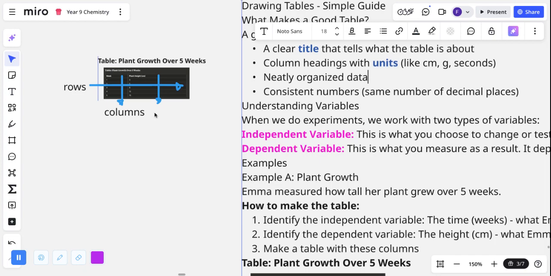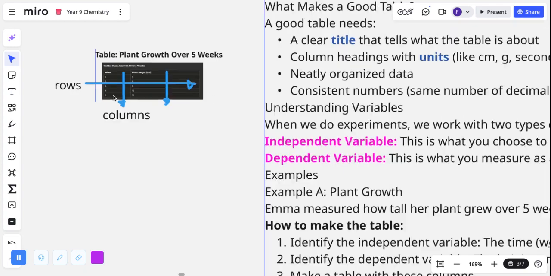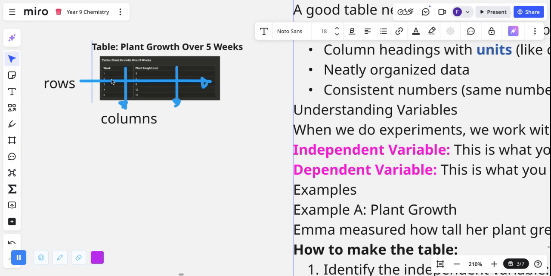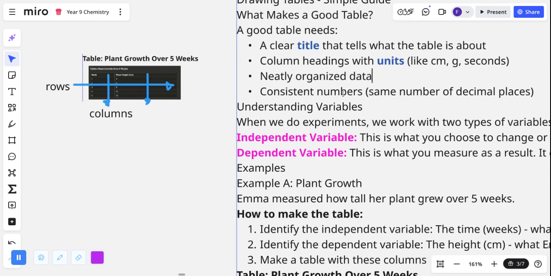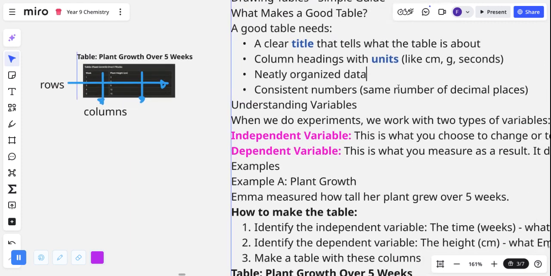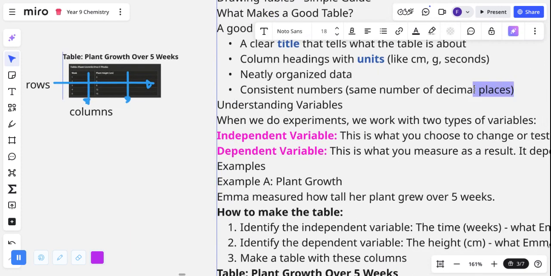Neatly organized data. That just means, look at it, it's nice. It's 1, 2, 3, 4, 5, 6. It's going up nicely. And consistent numbers. What I mean by that is decimal places. You have the same decimal places. And this is really important. And consistent numbers are a bit too vague. So I'm going to make this bold as well. And I'm going to make it blue.